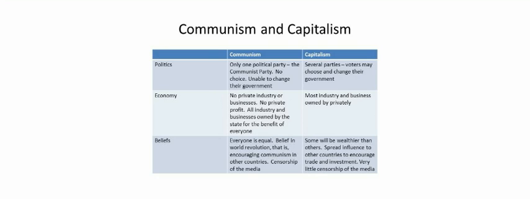In the West, the capitalist belief is that some people will be wealthier than others. That's just natural. These people will spread influence to other countries to encourage trade and investment, and they had very little censorship of the media. So even though there's inequality in profit, people are free to do as they please.